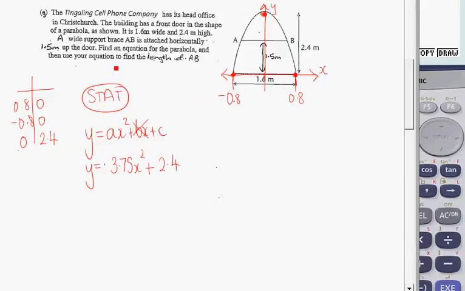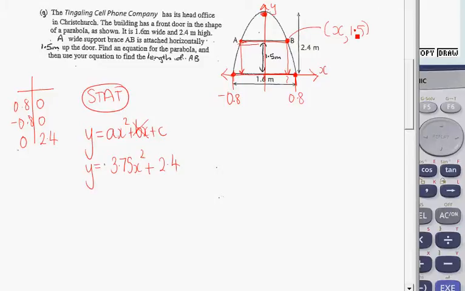Right, now we want to find the length of this brace here between A and B. I can see it's 1.5 metres off the ground, but what we want to find is this value here, and obviously this value will be the same. So if I can find this x value here and double it, that would give me the total length. The y value at this point B is 1.5, it's 1.5 metres off the ground. So we're just looking for the x coordinate.